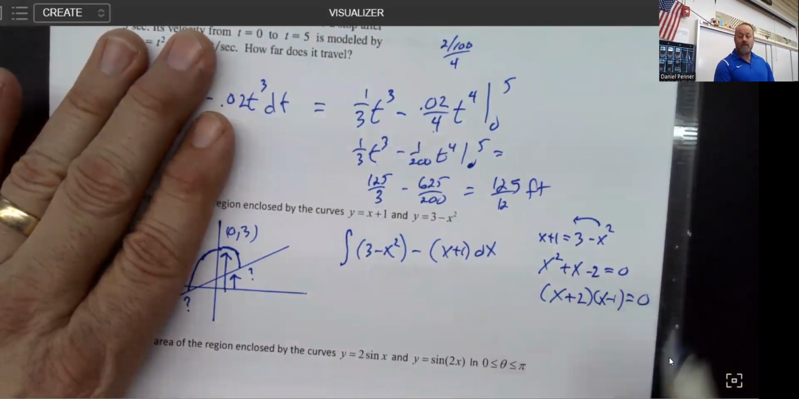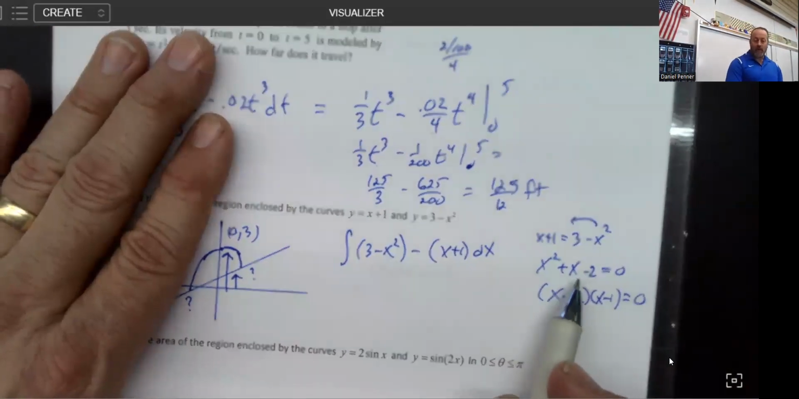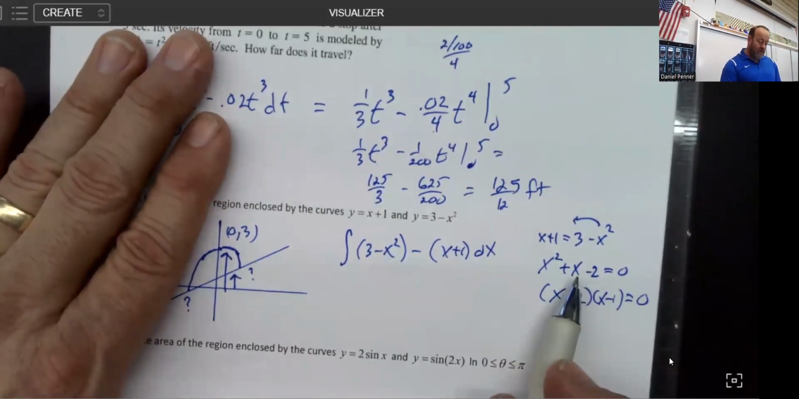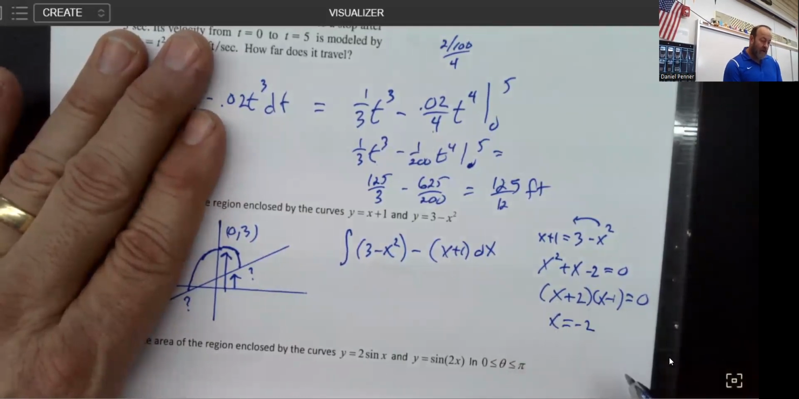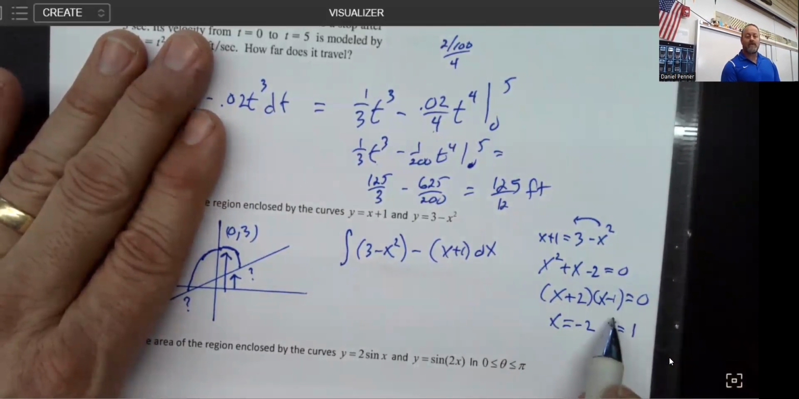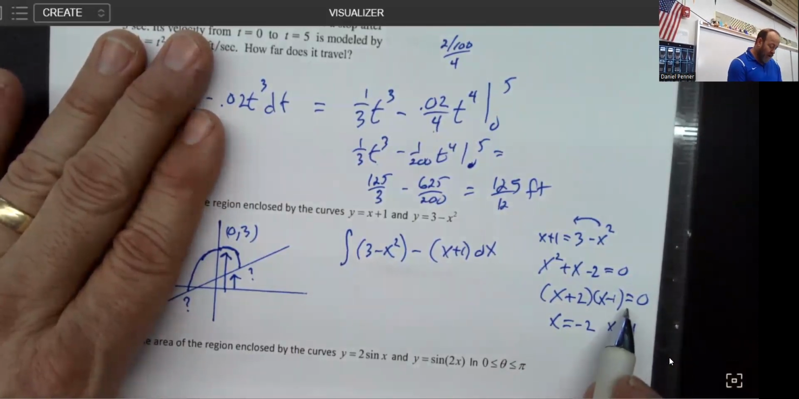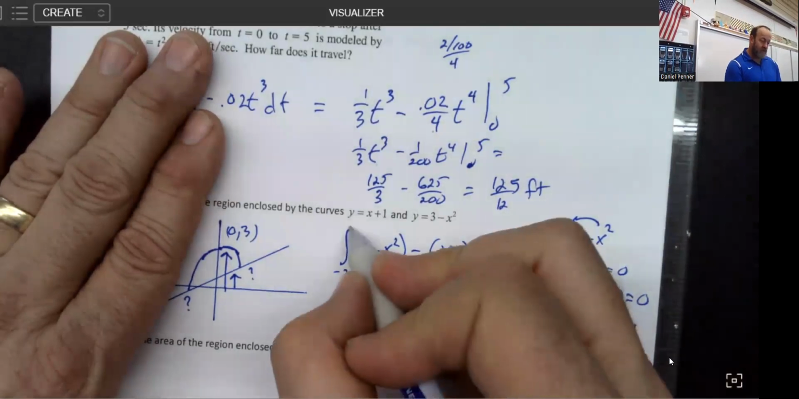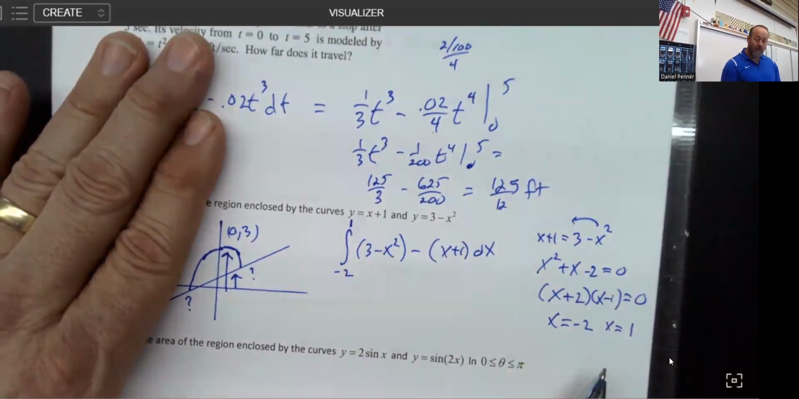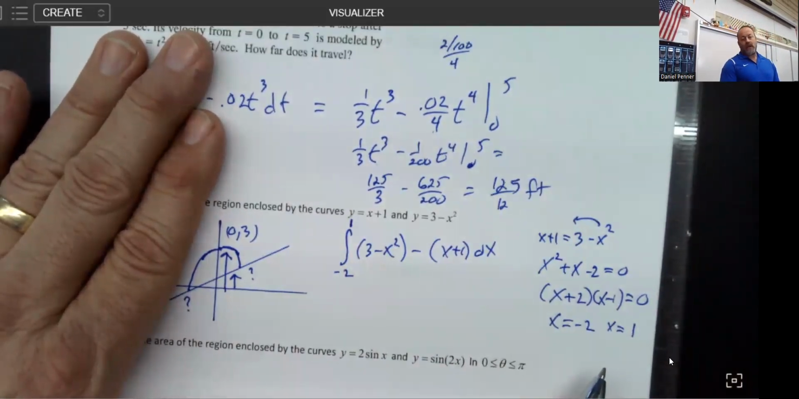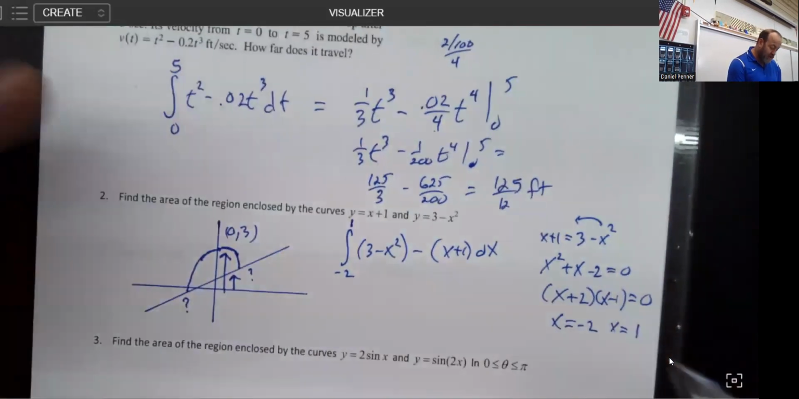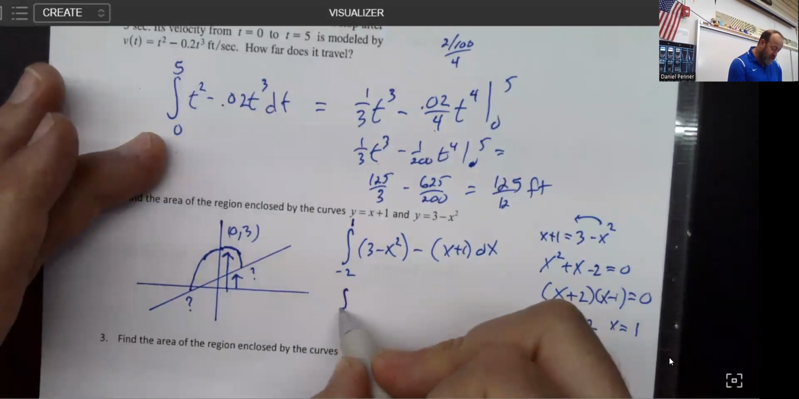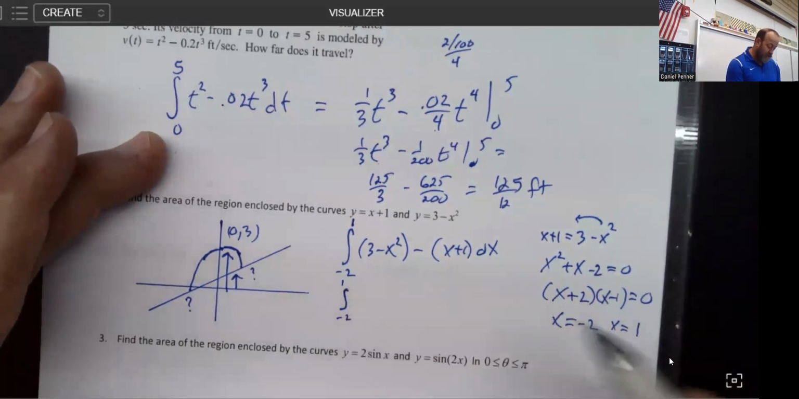So I noticed that this was a pretty nice factorable quadratic. And so I noticed that the points of intersection, one of which was at -2, and the other one of which happened at +1, are the two values that would solve this. So I need to integrate from -2 to +1. Now, you could integrate this as is, or sometimes people will choose to simplify it a little bit first. And I think that's what I would like to do.